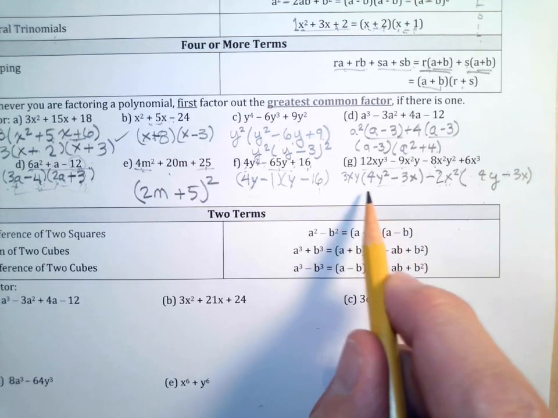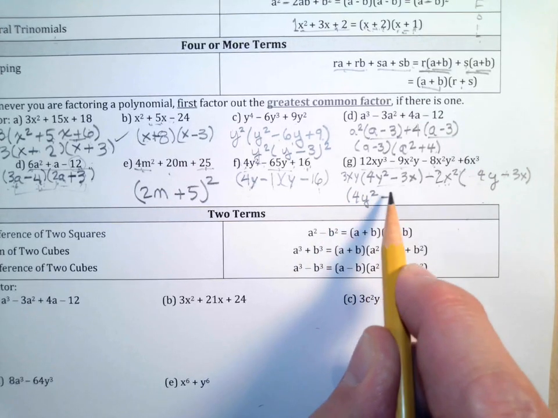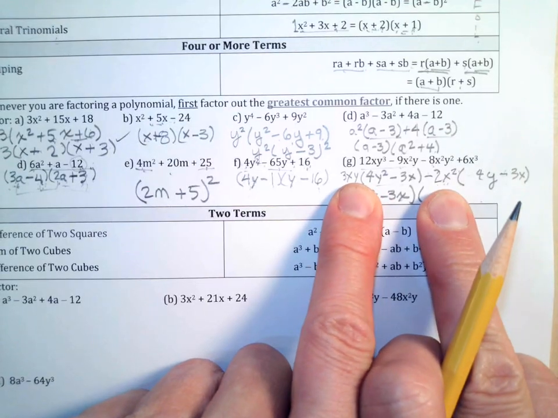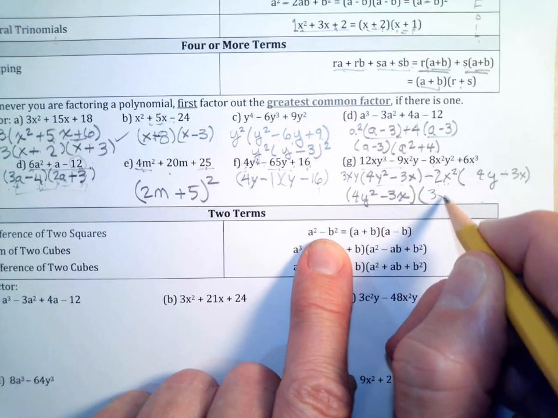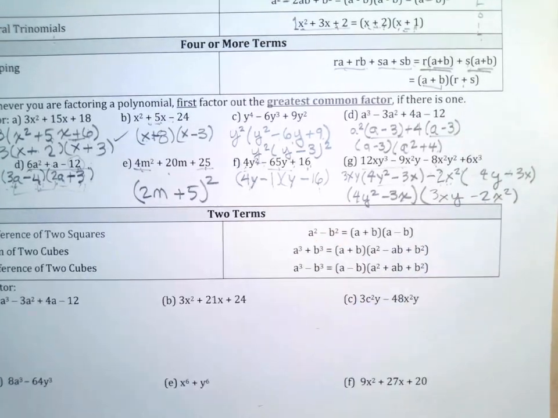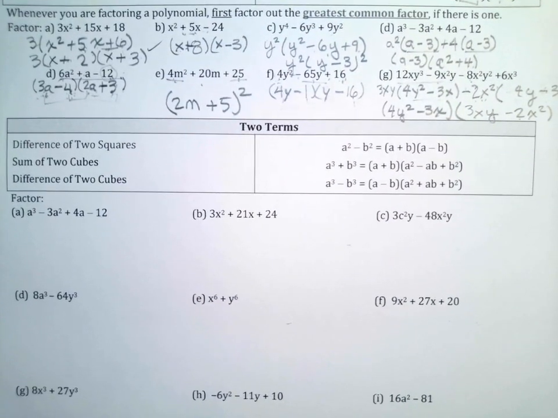All right, so now we factor those parentheses out in front. So we have 4y squared minus 3x times what was left behind after we took the parentheses out. That is 3xy minus 2x squared. Okay. All right, now let's look at some special cases for 2 terms.